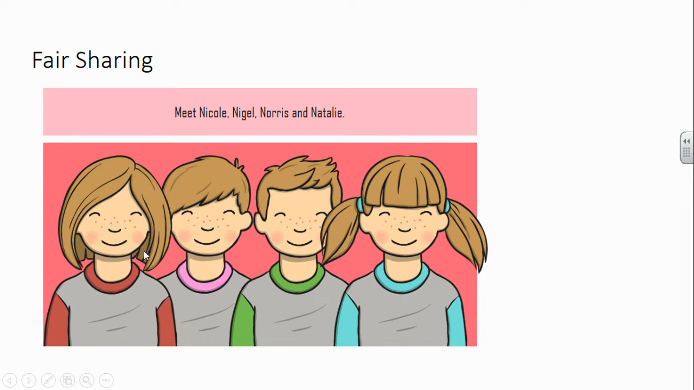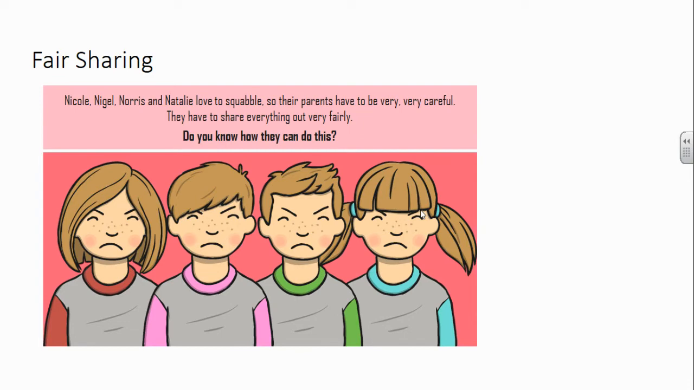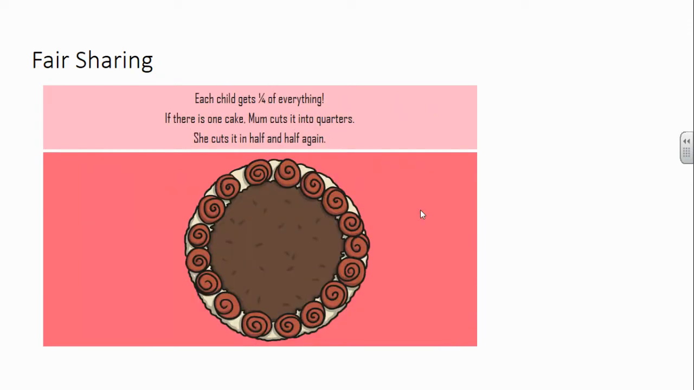Meet Nicole, Nigel, Norris, and Natalie. They are quadruplets. Nicole, Nigel, Norris, and Natalie love to squabble. So their parents have to be very, very careful. They have to share everything out very fairly. Or, what's the other word? Equally. Do you know how they can do this?